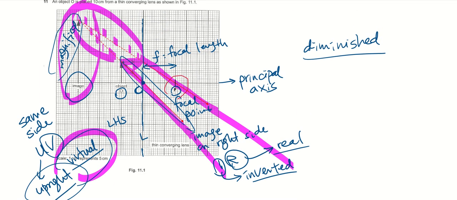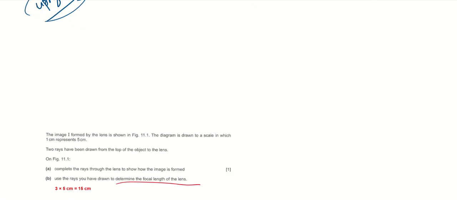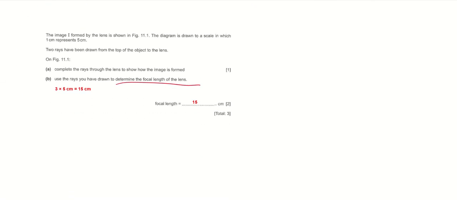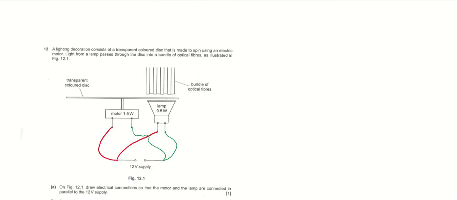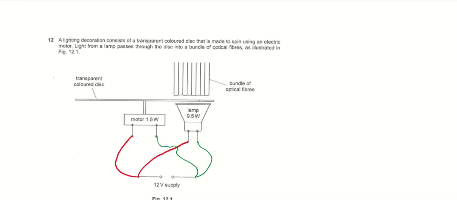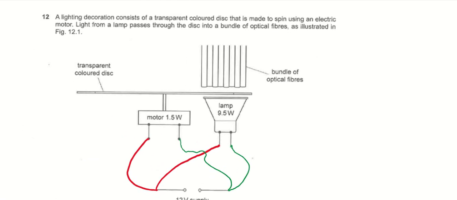Focal length will be here, so you have to use the scale. Okay, so not sure how much of this will be asked in your new syllabus. Okay, let's go to question 12. A lighting decoration consists of a transparent colored disc that's made to spin using an electric motor. Light from a lamp passes through the disc into a bundle of optical fibers. So optical fibers not really in our syllabus.